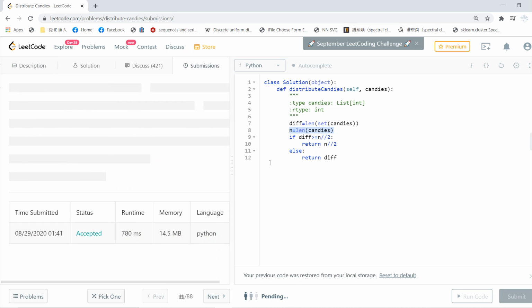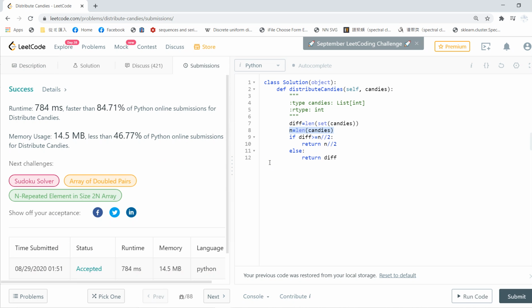So once you understand the question, you can solve it very easily, because you already understand the question.